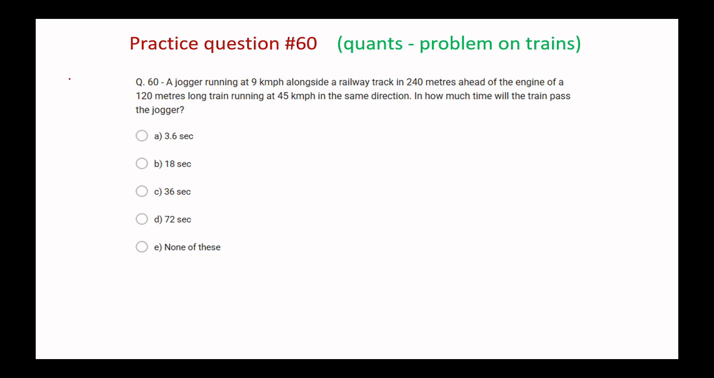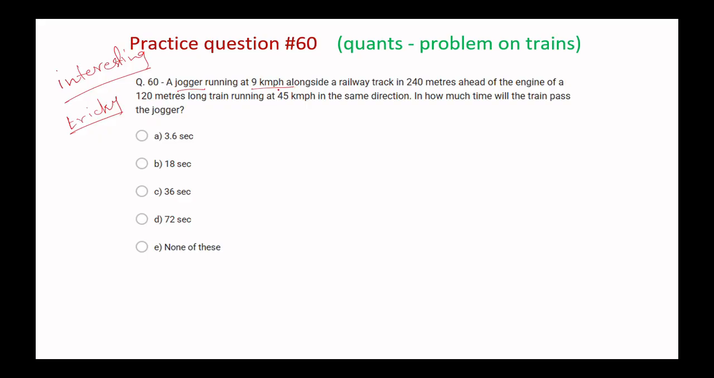This question is very interesting to solve. If you visualize the situation, then it's easy to solve, or else it is very tricky and difficult. Okay, so first we will understand the situation and then we will try to solve. Now, what is given? A jogger is there, a person who is running.